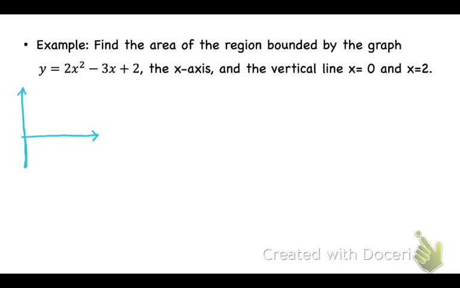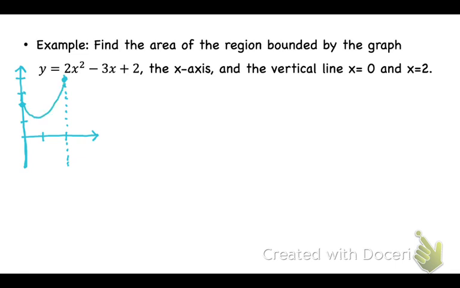Okay, so from 0 to 2, the easiest way to do that would probably be plugging in 0 and 2. So if I plug 0 into that, I get 2. And if I plug 2 into that, I get 8 minus 6 plus 2, which is 4. Right? Yeah. So somewhere up there. Well, it is a parabola, so it probably looks like this somewhere.